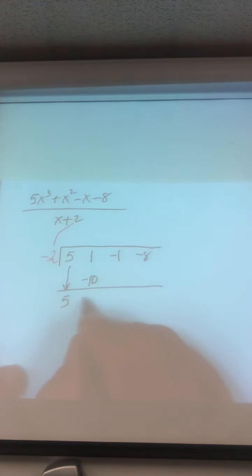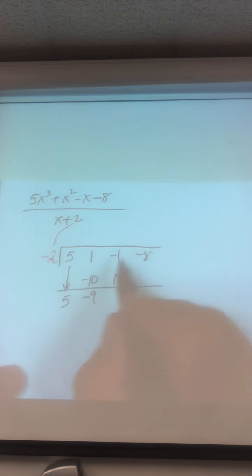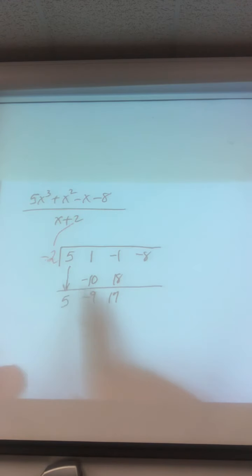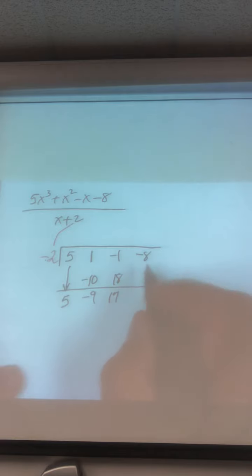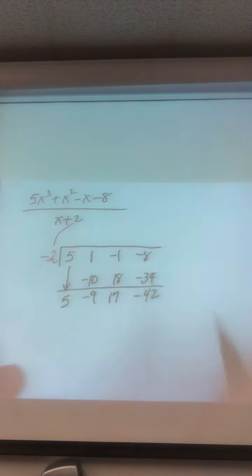1 minus 10 is negative 9. Negative 2 times negative 9 is positive 18. Negative 1 plus 18 is plus 17. And then negative 2 times 17 is negative 34. And negative 8, then you lose 34 more, you've lost 42.